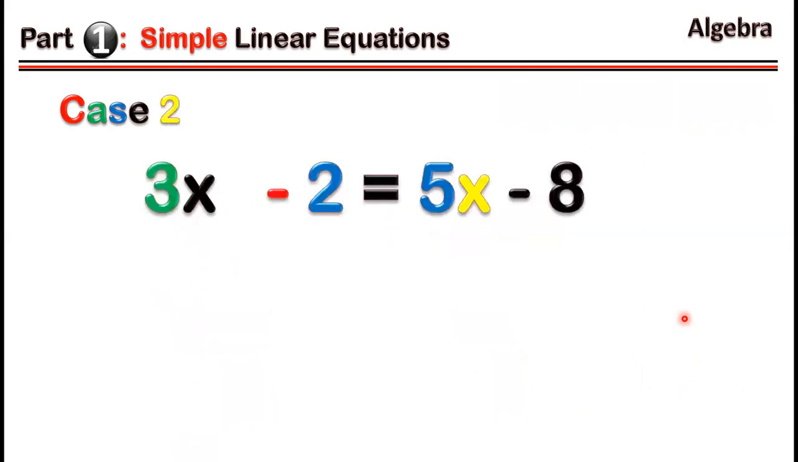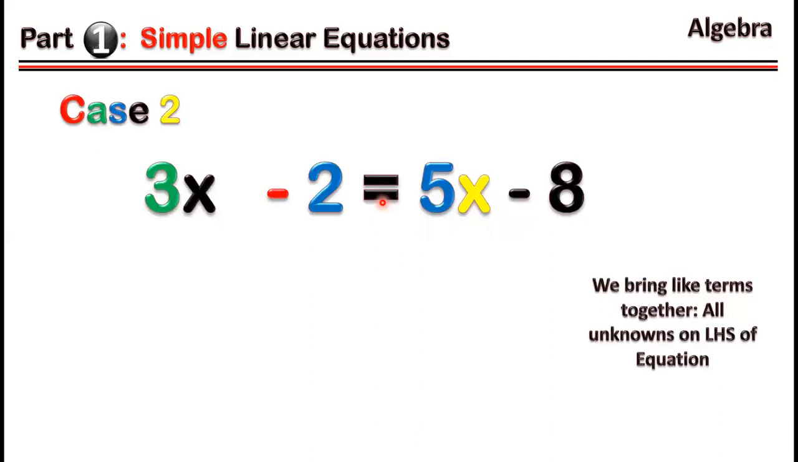Now, case 2. In this case, we have x appearing 2 times. You have x on the left-hand side, we also have x on the right-hand side. So in this case, the first thing you have to do is to bring like terms together, and you have to bring all the terms in x on the left-hand side. That's the general rule. If you take all the terms in x on the right-hand side, there is still no problem. So let's bring everything on the left-hand side.